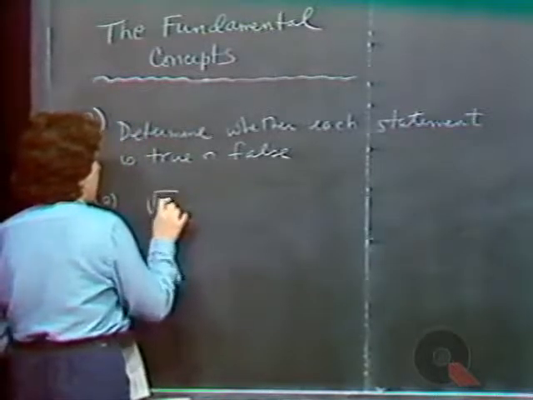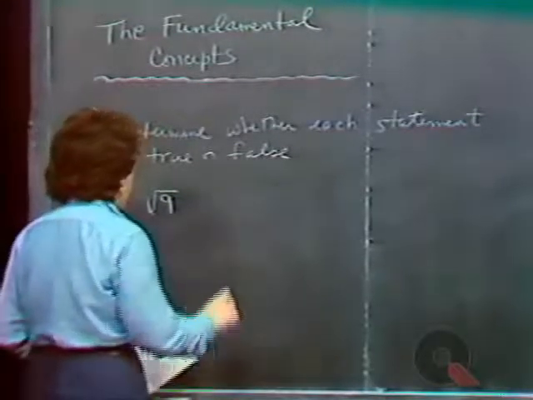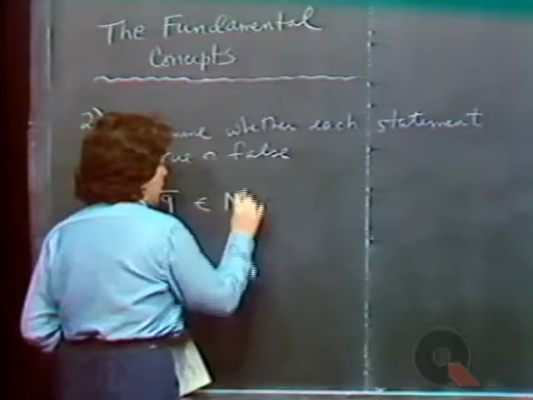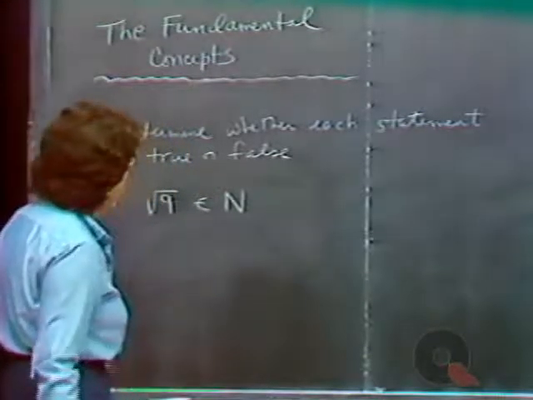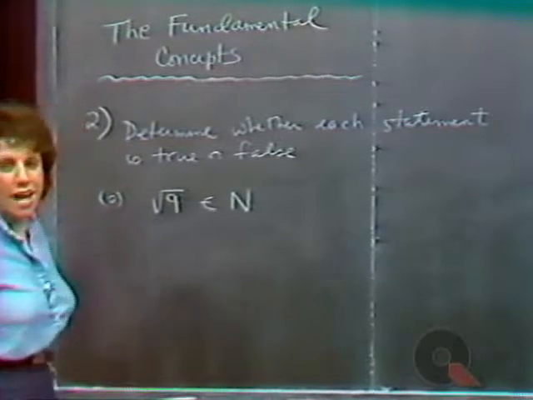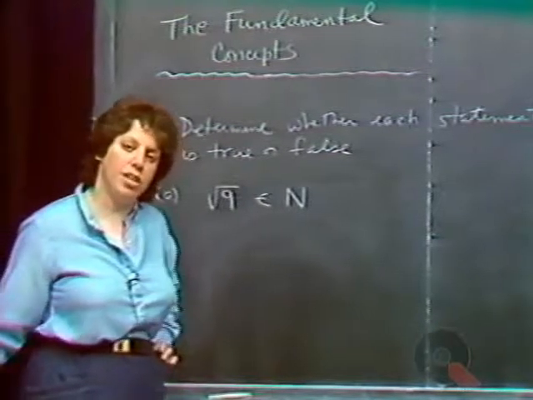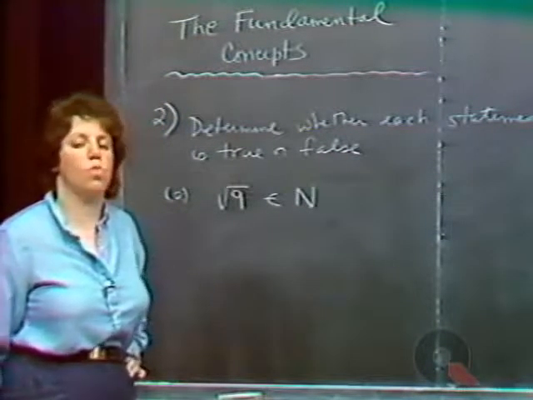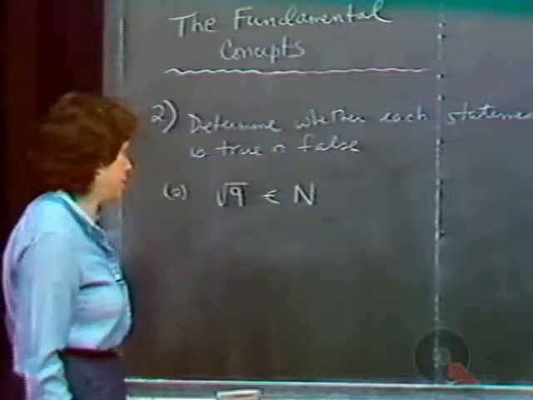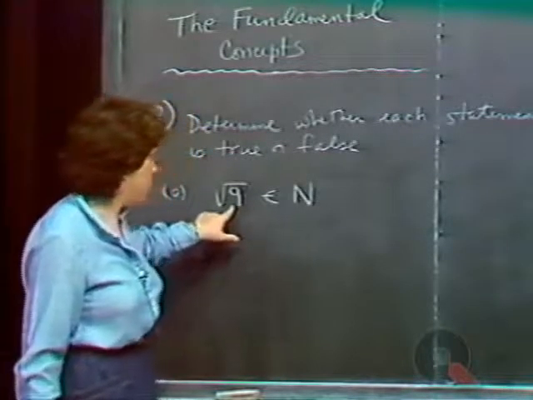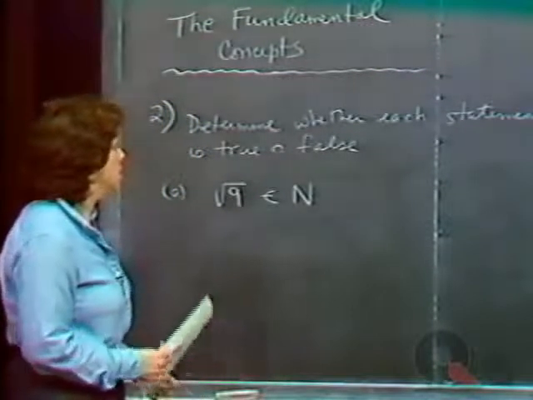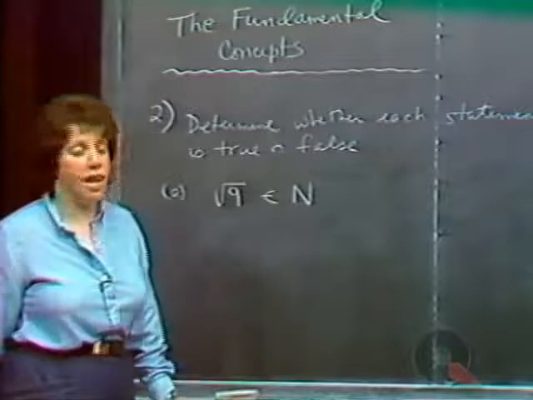The square root of 9, which means the positive square root of 9, is an element of set N. N represents the set of natural numbers, the counting numbers, the positive integers, 1, 2, 3, 4, and so on. The square root of 9, the positive square root of 9, is 3. This is true because 3 is a natural number.